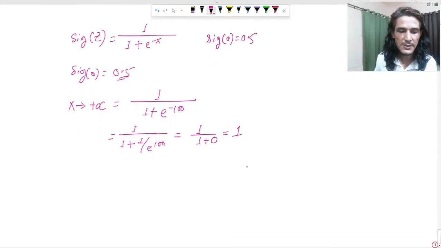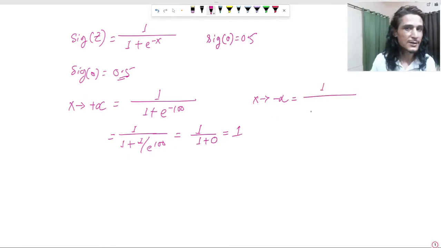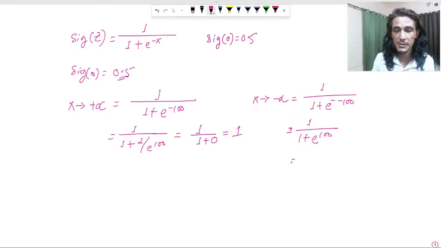Okay, now let's do the same thing if x goes to minus infinity. Here you can even consider minus 100 as minus infinity. So e to the power minus of minus 100, because I'm considering minus infinity, that minus 100, then minus was already there, so it is ultimately 1 by 1 plus e to the power 100. Now we know e to the power 100 is a large number, plus 1, another large number, then 1 over a large number is almost equal to 0.